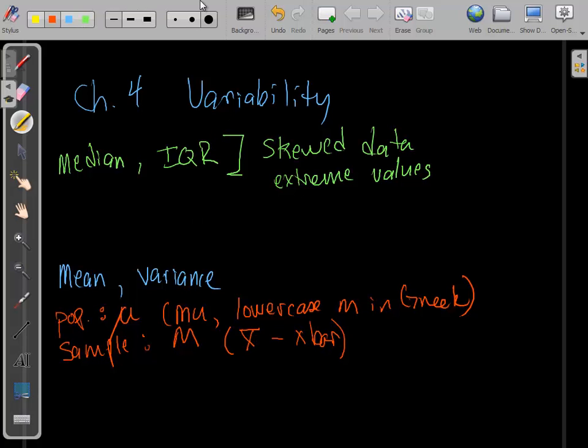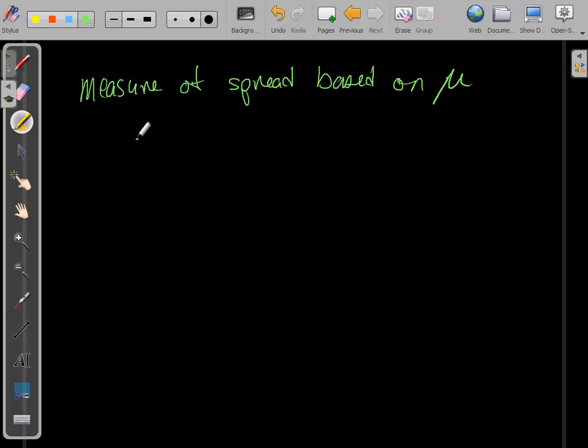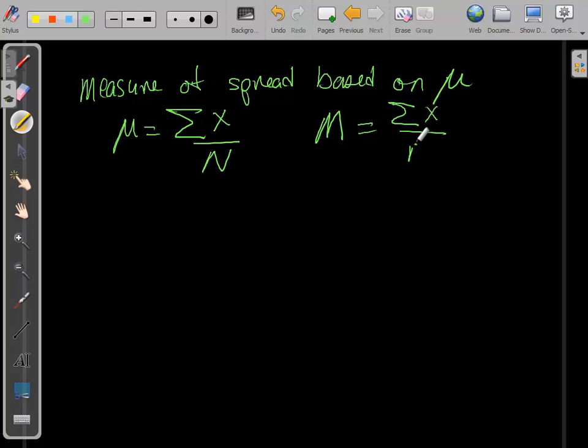Okay, so let's switch colors to something like green and go to a new page. So if we wanted to look at a measure of spread based on mu, remember that we can define mu as the sum of our x's, which are the observations, divided by the population size, and we define capital M as again the sum of the x's, but now we're going to divide by the sample size. Okay, so in either case we're looking at the sum of observations divided by the number we had.